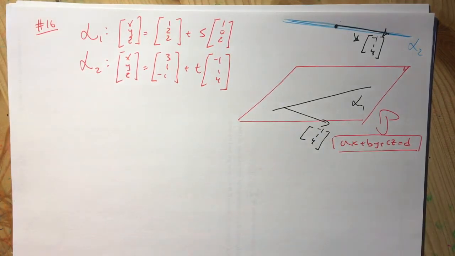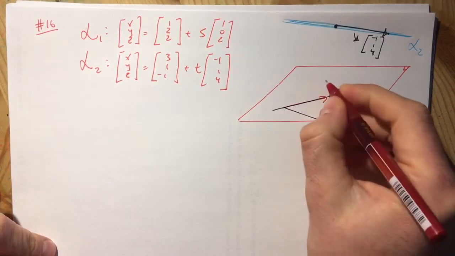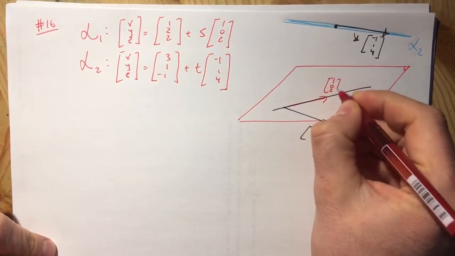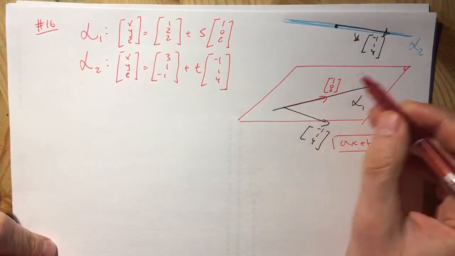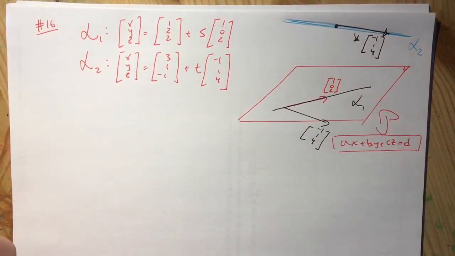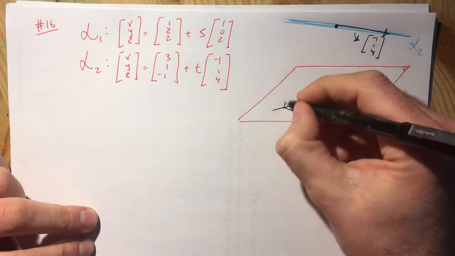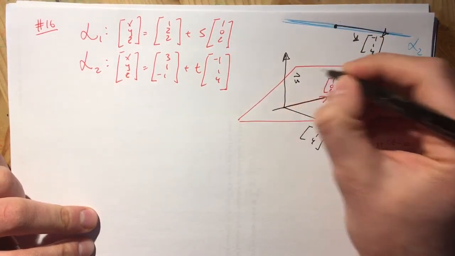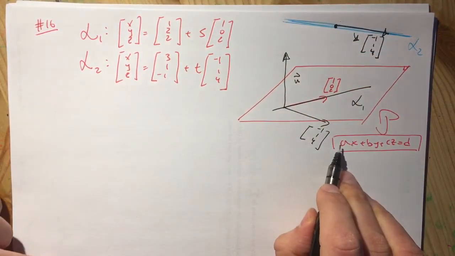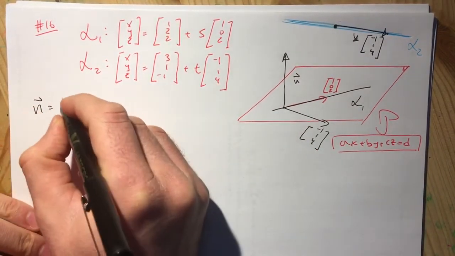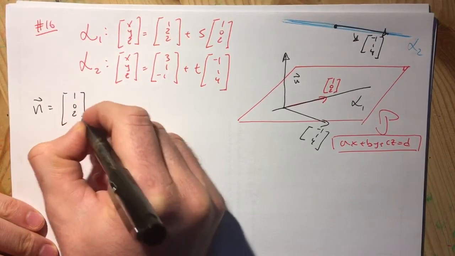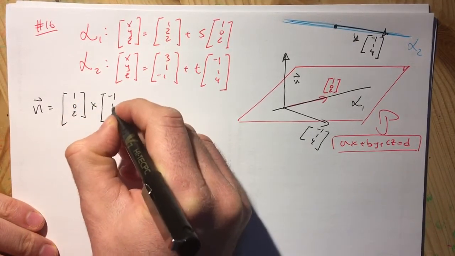On the other hand, L1 is parallel to the vector 1, 0, 2. Once I have two vectors on the plane, I can find what? I can find the normal vector. And the normal vector will give me the values of A, B, and C. Well, how much is going to be the normal vector? The normal vector is just going to be 1, 0, 2 cross product negative 1, 1, 4.